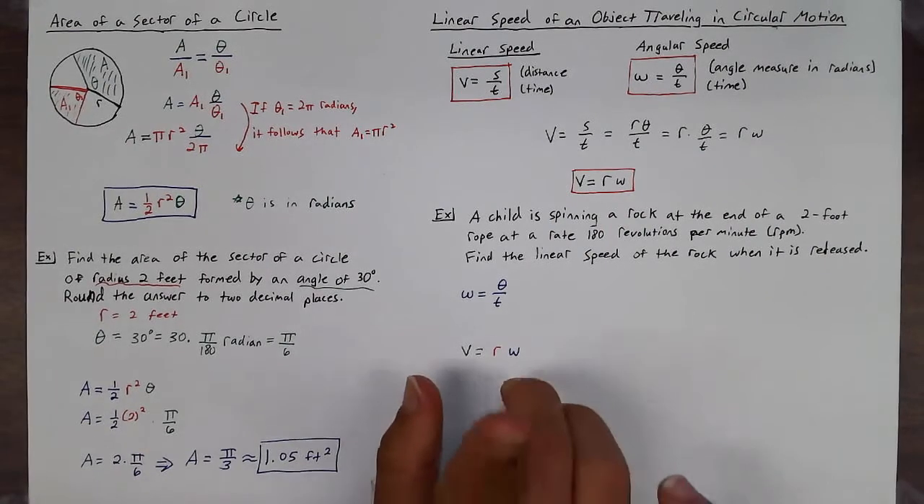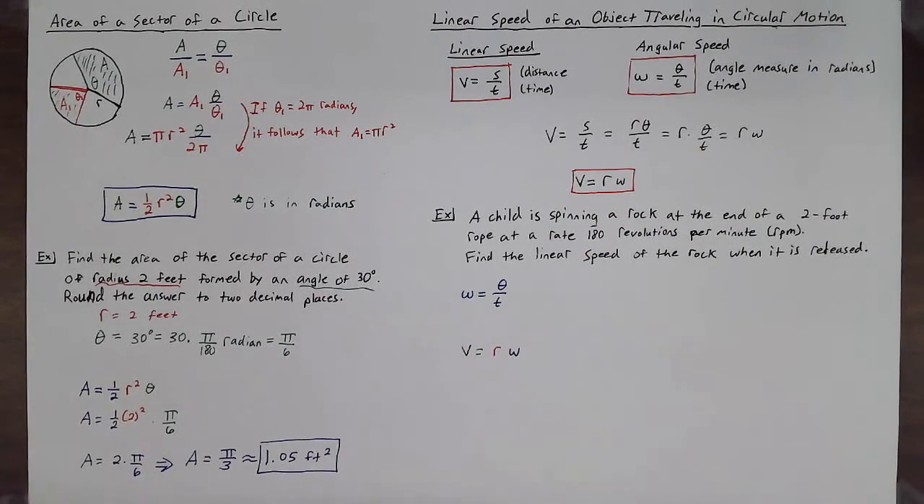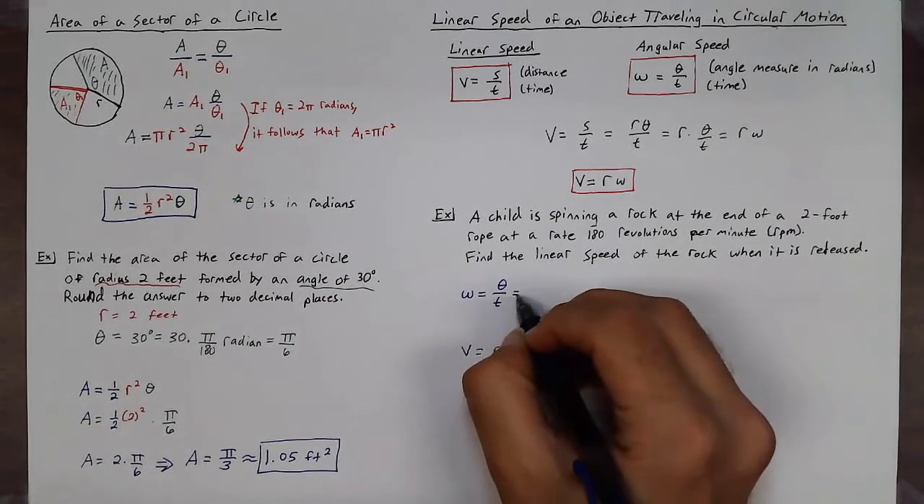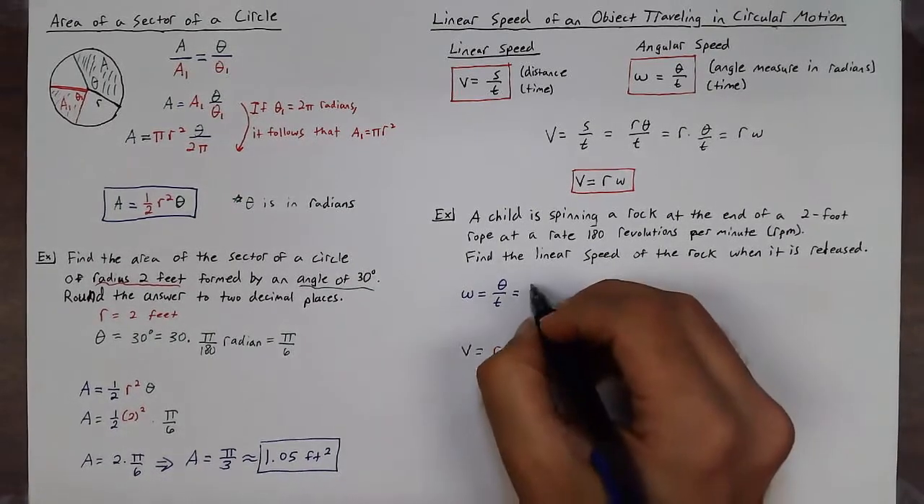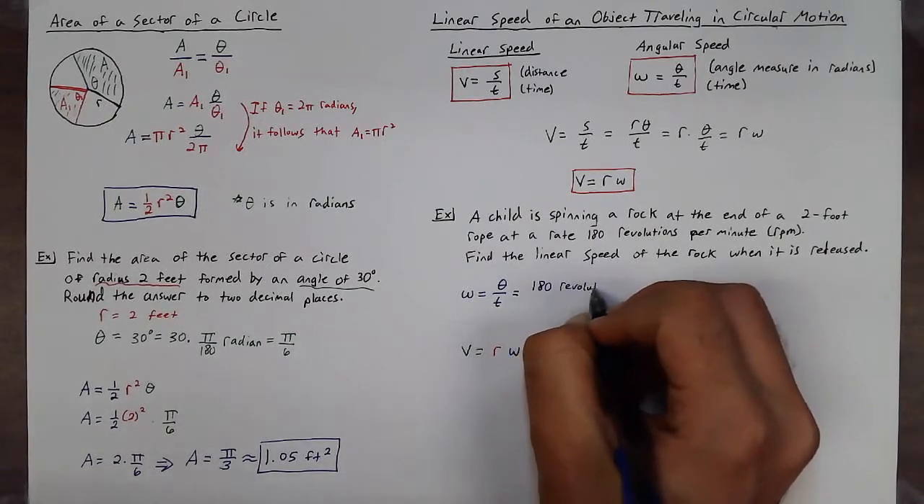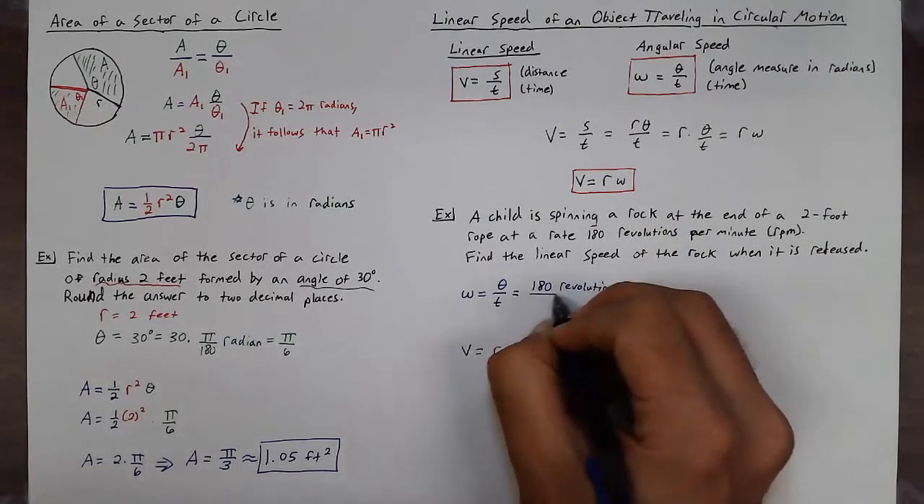Now, a child is spinning a rock at the end of a 2-foot rope at a rate of 180 revolutions per minute. So spinning it pretty fast, about 3 revolutions a second. So we want to find the linear speed of the rock when the child releases it. So first we're going to start with trying to calculate the angular speed. Now, we have 180 revolutions in 1 minute.